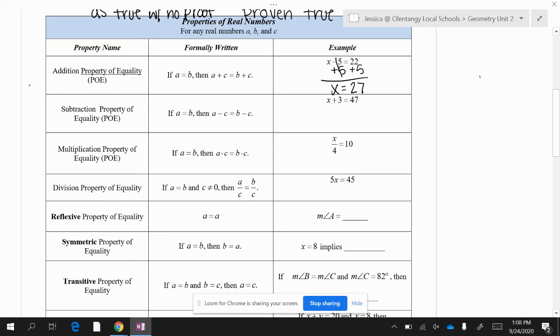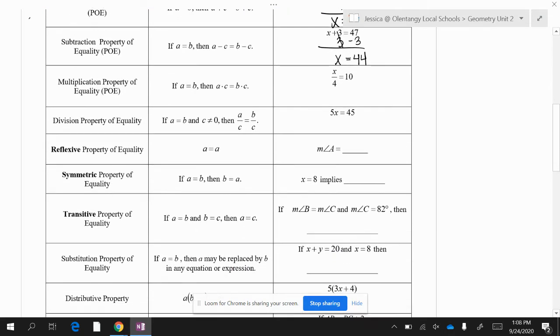Same thing with the subtraction property of equality. If A equals B, then A minus C equals B minus C. Again, you would just go ahead and subtract 3 from both sides, and x equals 44. Multiplication property of equality. If you multiply both sides by the same number, you're not changing it. So here, x divided by 4 equals 10. If I go ahead and multiply both sides by 4, those cancel. So then x equals 40. Division property of equality. If you divide both sides by 5, then x equals 9.